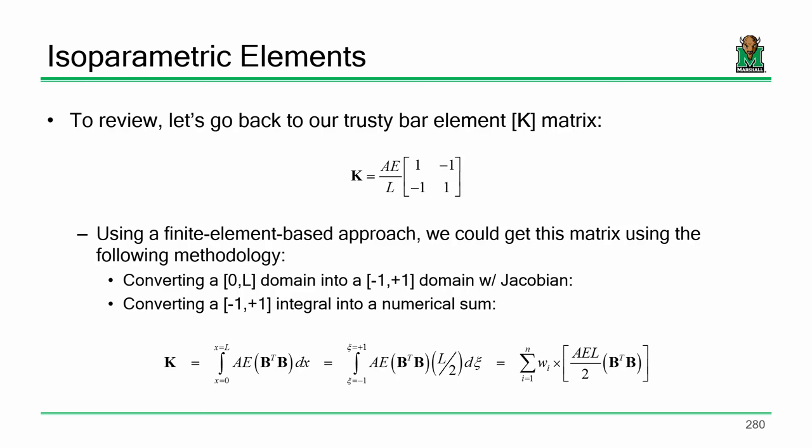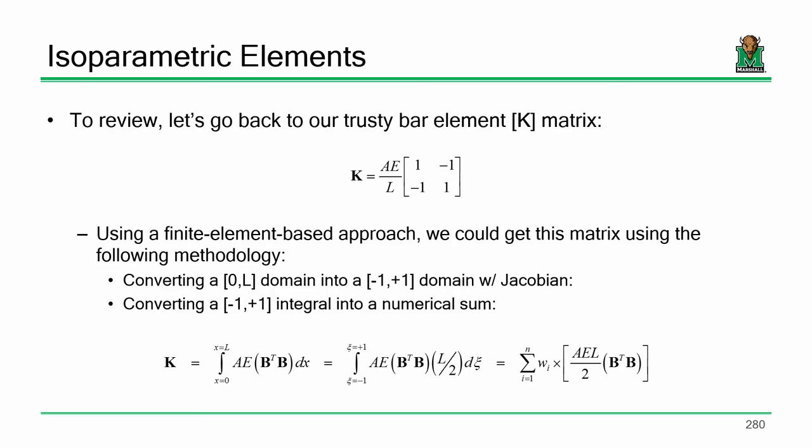First off, this first one, AE times B transpose B integrated from x equals 0 to x equals L. This is us looking at the mechanics of a bar element and deriving a closed form solution for a stiffness matrix. And then we said, well, I've got this x coordinate system that I'm dealing with. I don't like x coordinate systems. Or at least a better way of saying it is, these computers don't like x coordinate systems. Instead, let's evaluate it from xi equals minus 1 to xi equals plus 1.